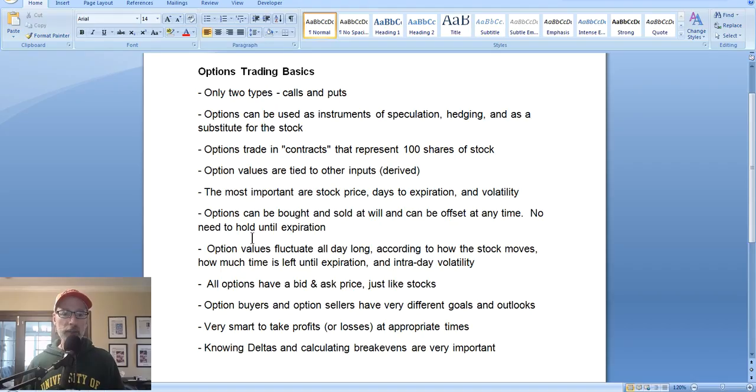Okay, so that's it for your basics of option buying, Part 1, buying call options. Just remember, know your deltas, know your break-evens, know your probabilities, and just know that all option values fluctuate. They have bid and ask prices. You can get in and out at will, completely up to you.